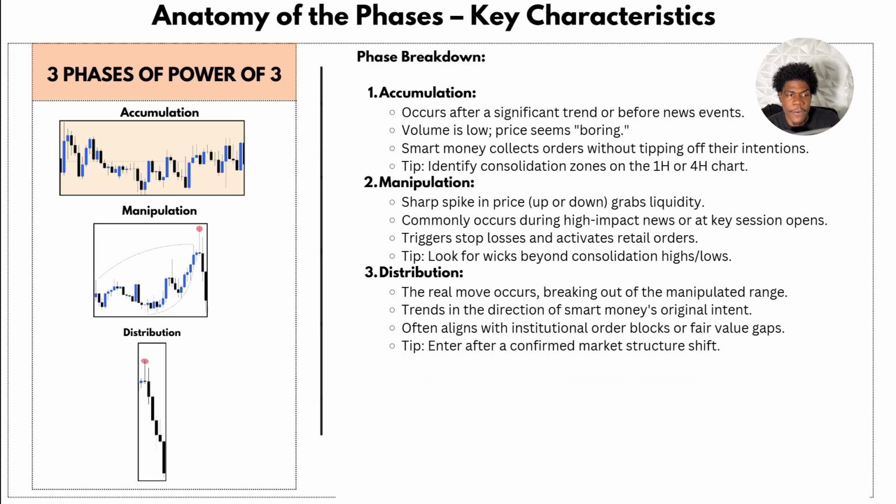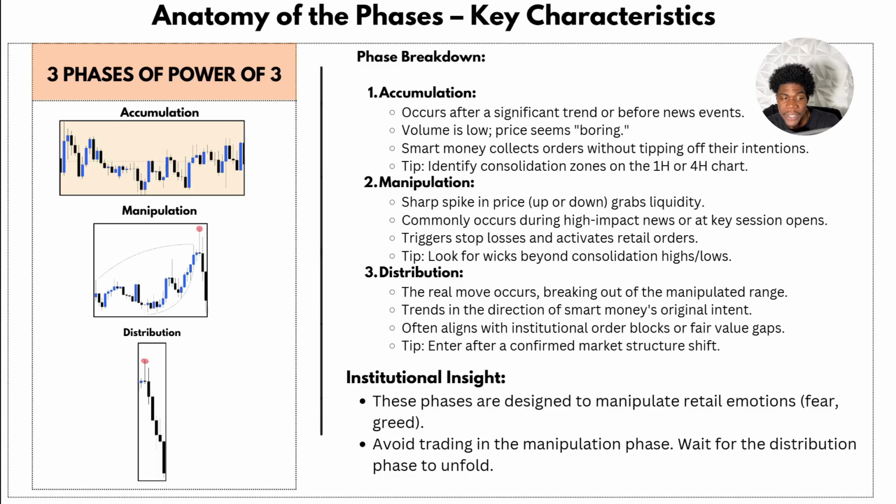The third and final phase is our distribution. This is where the real move occurs, breaking out of the manipulated range, trending in the direction of smart money's original intent, and often aligns with institutional order blocks or fair value gaps. Quick tip is to enter after a confirmed market structure shift. Some key insights is that these phases are designed to manipulate retail emotions, fear and greed. Avoid trading in the manipulation phase and wait for the distribution phase to unfold.